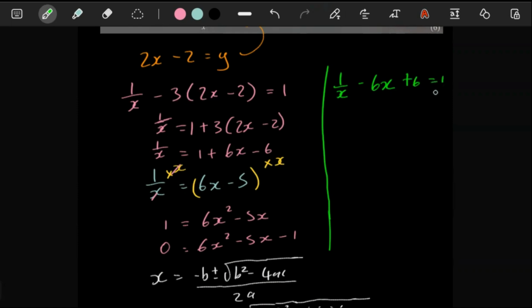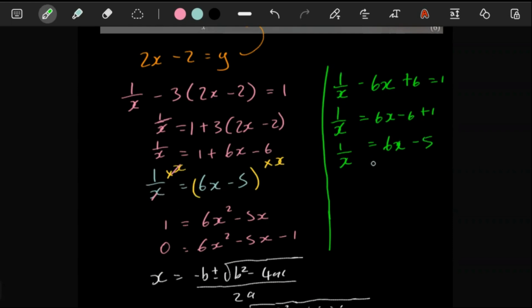So if you take everything to the other side, you would have 1 over x equal to a positive 6x, and this would be a negative 6, and then the plus 1 that you have there. You're still going to have 1 over x here, 6x is here, negative 6 plus 1 is negative 5, you see. So you still have that negative 5, which is what we had here.